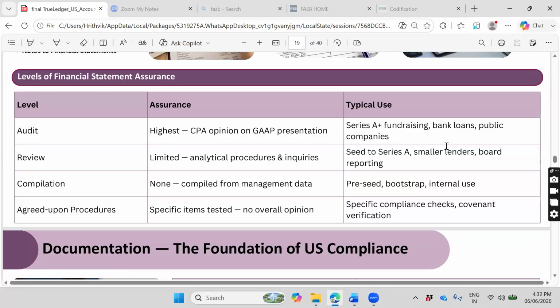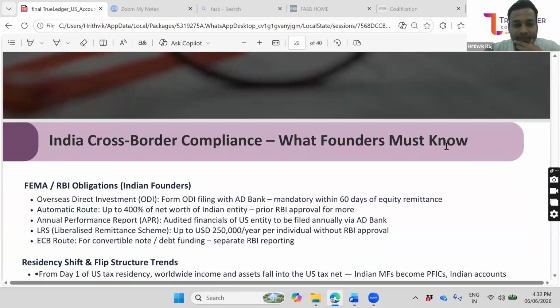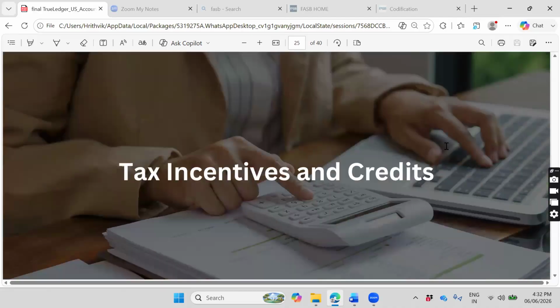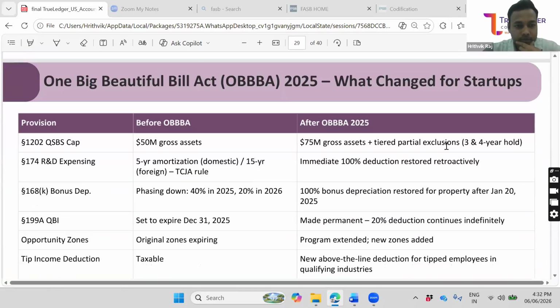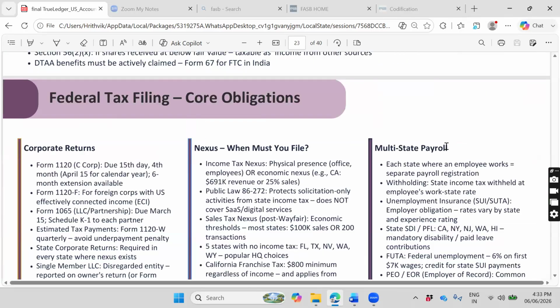I think you are showing a different slide. Yeah, I think it's moving. It's different. Yeah, I know. Maybe the text slide you are talking about is different from what we are presenting. If you go up.